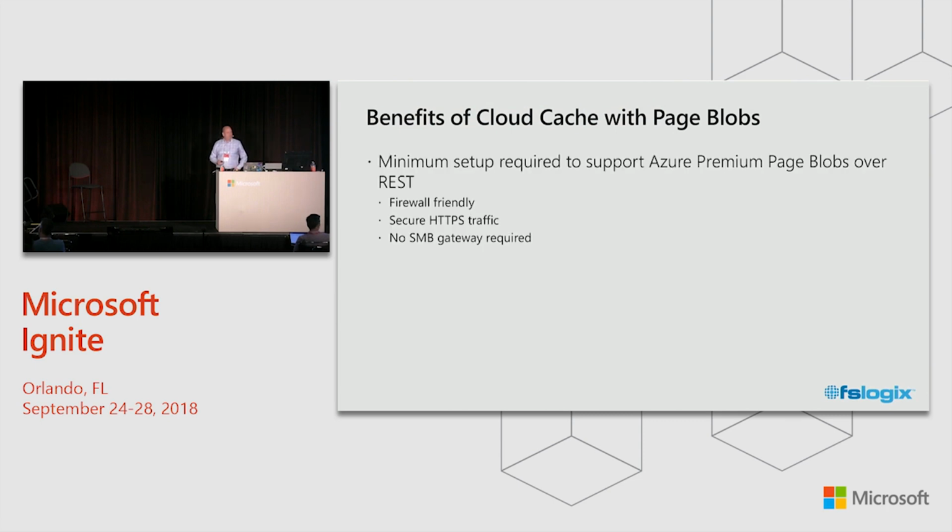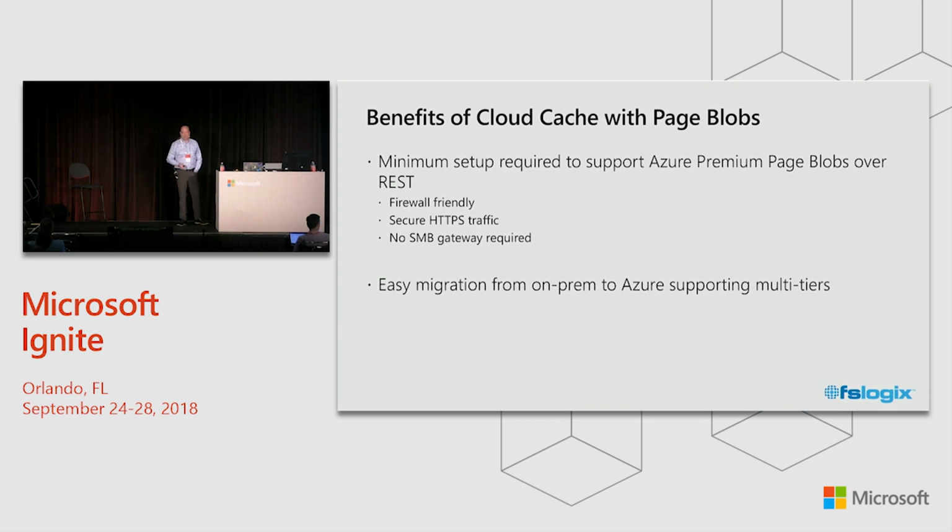All right, so just a quick refresher here as we're covering this. We're using the REST API, which is just a beautiful thing. It's super firewall friendly. It's going over port 443, just regular HTTPS traffic, and there is no server gateway, SMB gateway required, so it's really fast, and there's no additional cost there. We support various tiers. We're demoing here on premium storage, but we support other tiers as well of Azure Page Blobs.